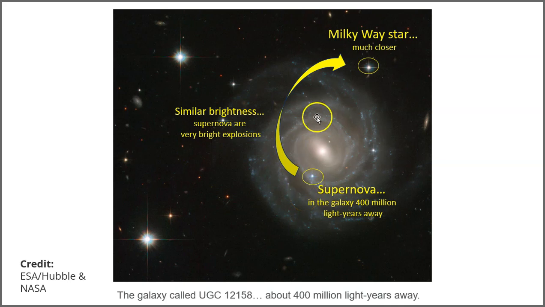And notice it's got a similar brightness as a star in our own galaxy. So supernova explosions are incredibly energetic and bright. One supernova explosion has the brightness of a star in our own galaxy, and yet that supernova is 400 million light years away.